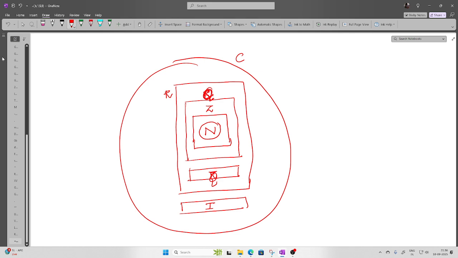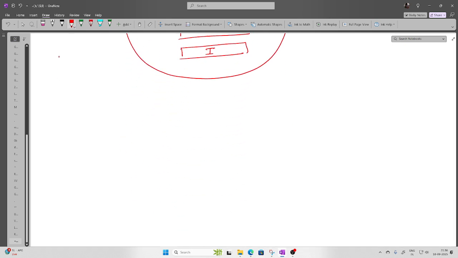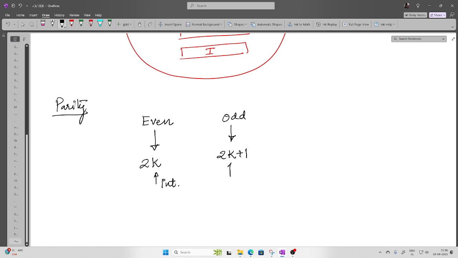Now comes another part, which is what we call parity. So what is parity? Parity is whether an integer is even or odd. If an integer is even, then it has to follow the 2k rule, where k is an integer. And if the number is odd, then it should follow the 2k plus 1 rule. Again, this k is an integer.